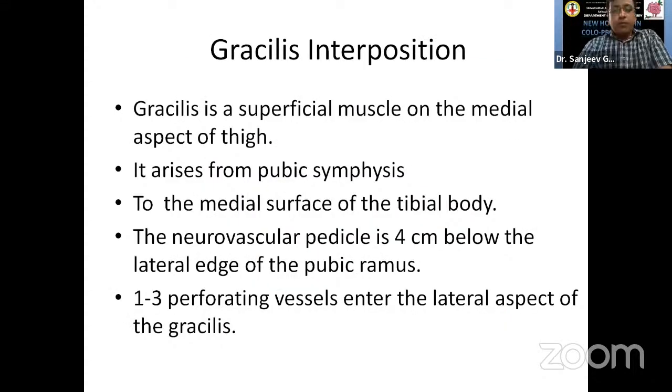sexual intercourse. There's one further surgery which can be done for fecal incontinence, which is important for surgeons, gracilis interposition. Gracilis is a superficial muscle on the medial aspect of thigh. It arises from pubic symphysis and also from the inferior ramus of the pubic bone. And it is inserted on the medial surface of the body of tibia.